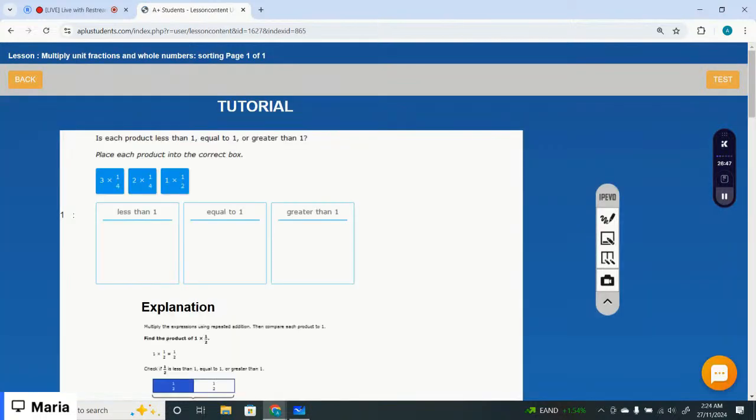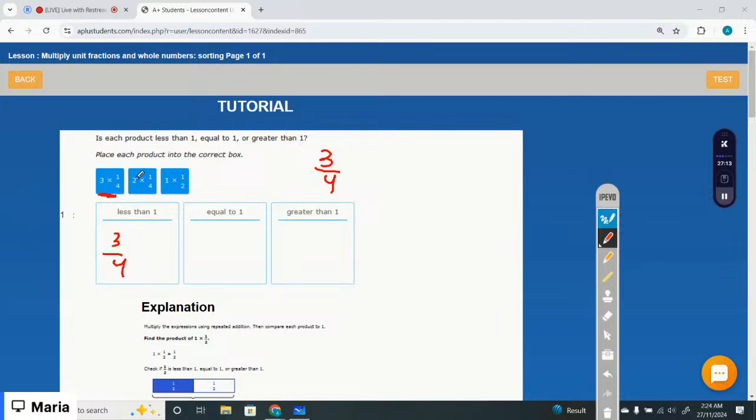Is each product less than 1, equal to 1 or greater than 1? So you are given examples. You have to see if you multiply them, is it greater than 1, less than 1 or equal to 1. So start with the fractions. 3 times 1 by 4. 3 times 1 by 4 is 3 over 4, right? So 3 over 4 is less than 1.